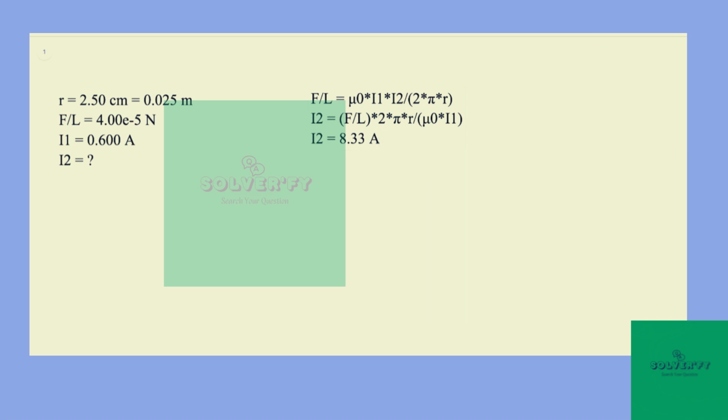Now, part B asks us whether the currents are in the same direction or the opposite direction. So we're told in the original statement that the wires repel each other. And this is just a property of the force between two wires: if the currents are going in opposite directions, then they will repel each other. And if their currents are going in the same direction, they will attract. So since we're told that the force is a repulsive force, that means these currents must be going in opposite directions.